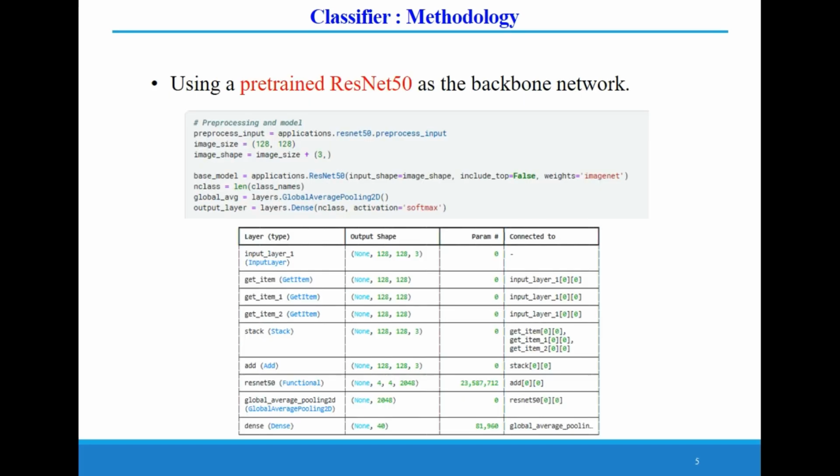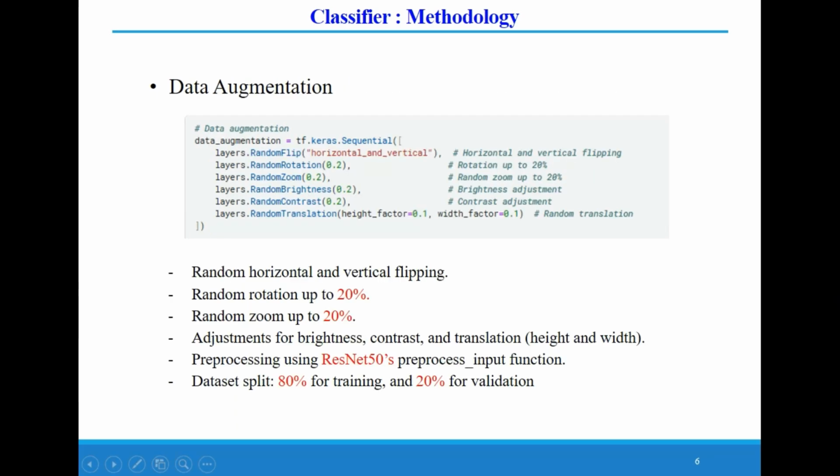And then, this slide demonstrates the use of pre-trained ResNet-50 as the backbone network for image classification. The pre-processing involves resizing the input image to 128 by 128 and applying ResNet-50's pre-processing function. For data augmentation, we use random horizontal and vertical flipping, random rotation up to 20%, random zoom up to 20%, adjustment for brightness, contrast, and translation, and then pre-processing using ResNet-50's preprocess input function. And then for the dataset, splitting to 80% for training data and 20% for validation.